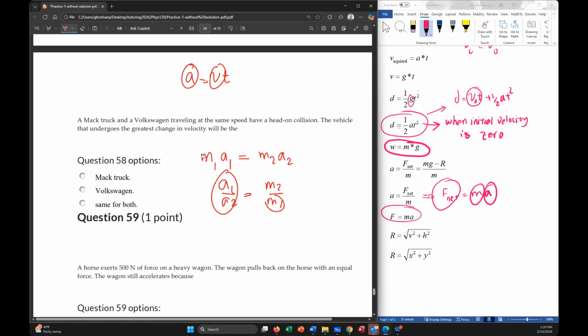Did you do the mass and acceleration relationship in class, the Newton's lab, the formal lab? Oh, we're in the process of doing it. Okay. Acceleration and mass change inversely. Yes. Okay. The Volkswagen is going to be the right answer.